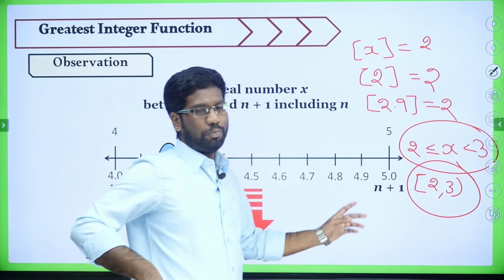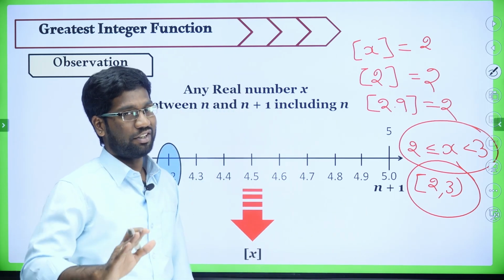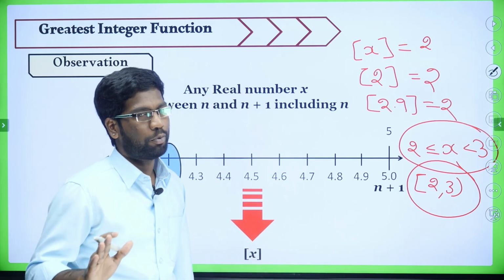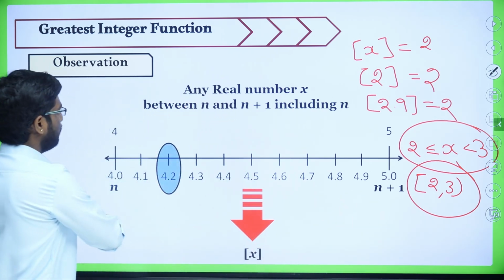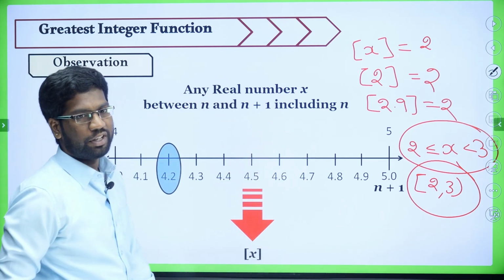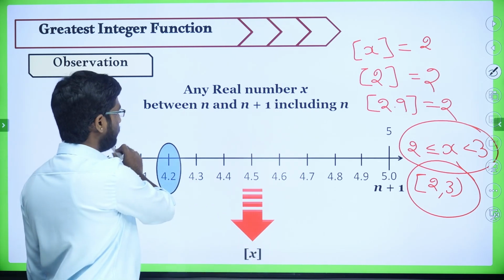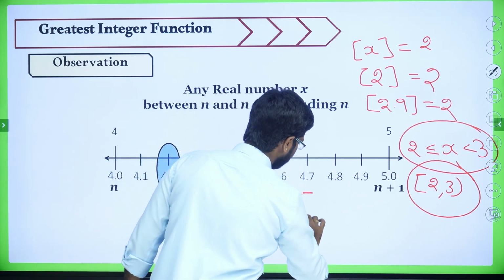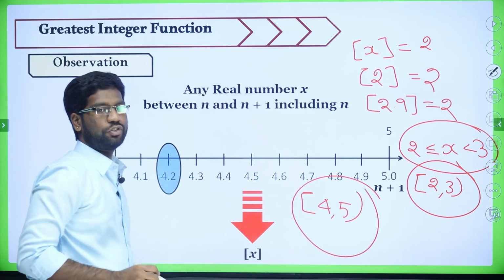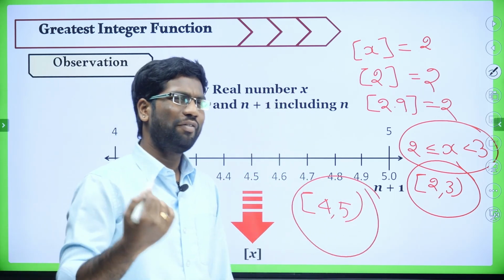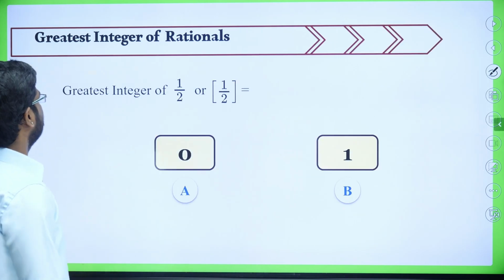So I hope you understood how we are finding the intervals. Intervals are very, very important, my dear students. This is how they have solved it for 4 to 5. If I take the value for 4 till 5, 4 comma 5, this is the interval, my dear students. I hope you understood. If you have any doubt, please ask me in the comment section.